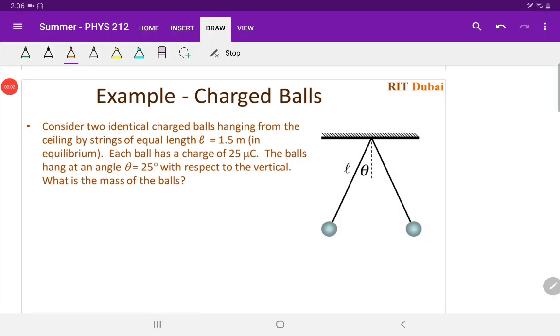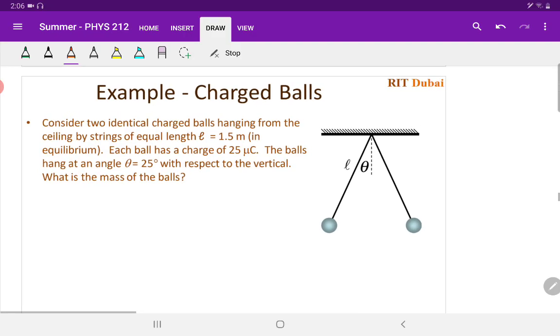Okay, welcome to the fourth part of the lecture, and in this one we'll try to solve another example. Now this example is very simple.